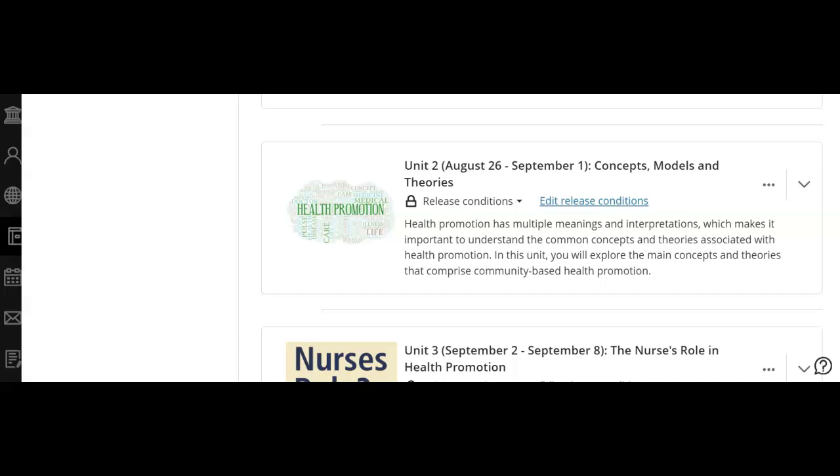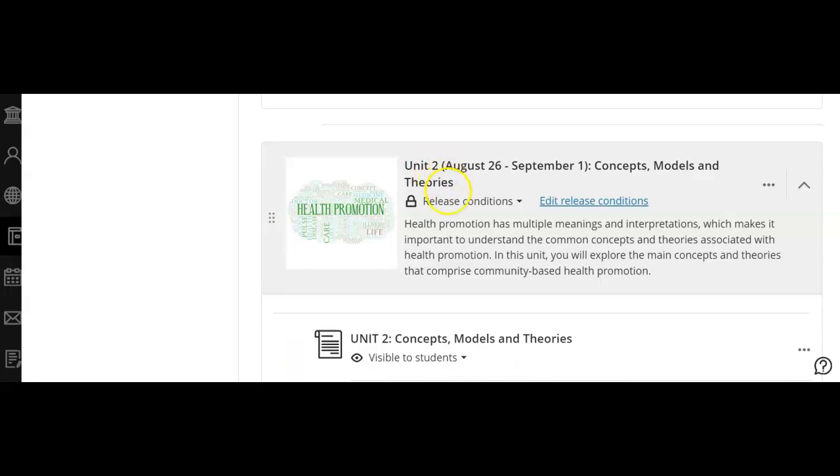Welcome to Learning Unit number 2. In Learning Unit number 2, we're going to really talk about concepts, models, and theories of health promotion. Health promotion has multiple meanings and interpretations, which makes it important to understand what the common theories and models are in health promotion. So you're going to explore the main concepts and theories that comprise community-based health promotion. So let's look within this learning unit.